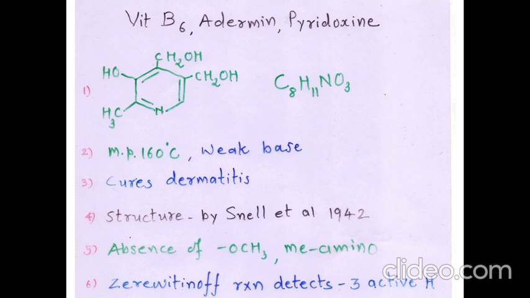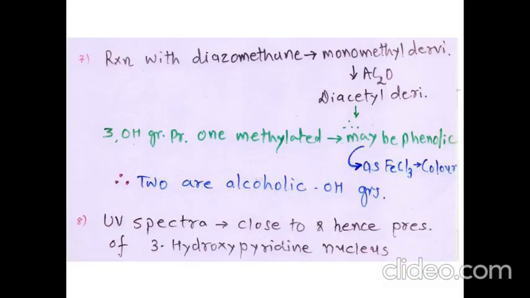The Zerewitinoff test, named after the scientist, allows us to conclude that there is a presence of 3 active hydrogens, friends. The 3 active hydrogens are: see, at position number 3 you have OH, one hydrogen is there. At position 4 you have CH2OH, one hydrogen is there in the OH, and one more hydrogen in the next CH2OH group. So the Zerewitinoff reaction detects the presence of 3 active hydrogens, friends.